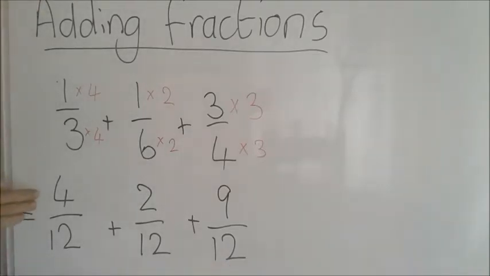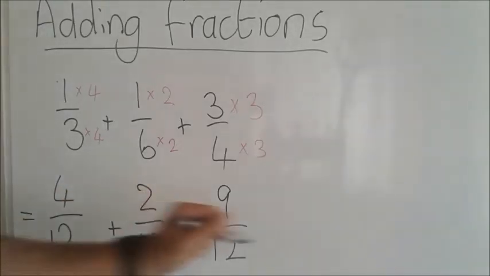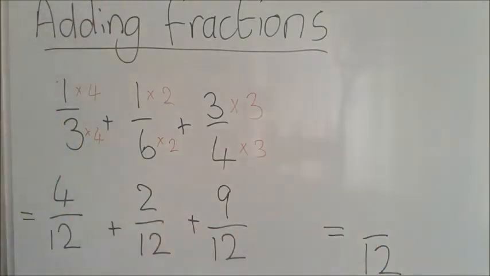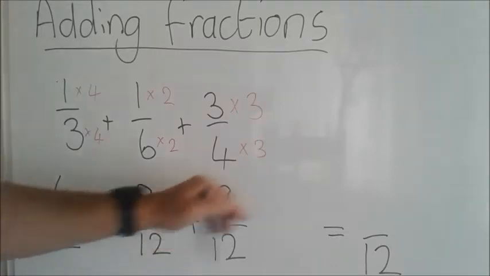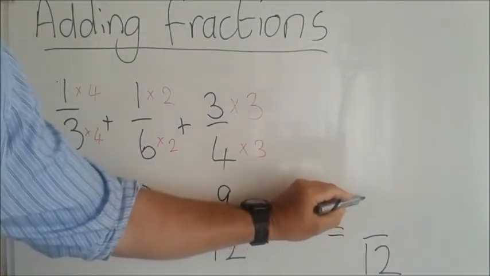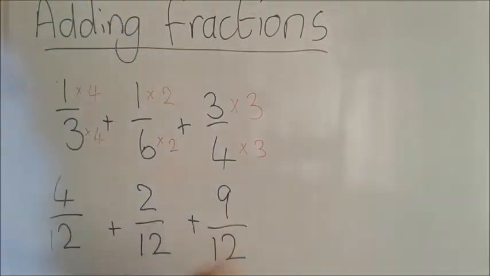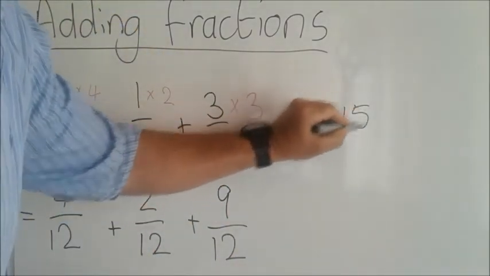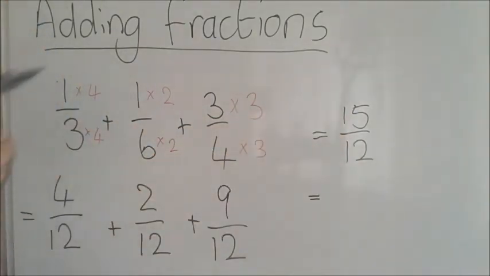So all I've got to do is add up my numerators. Let's add them up. My answer is going to be something over 12. 4 plus 2 gives me 6, plus 9 gives me 15. Let me just put this up here so that I can give myself a little bit of space. So now I've got 15 over 12.